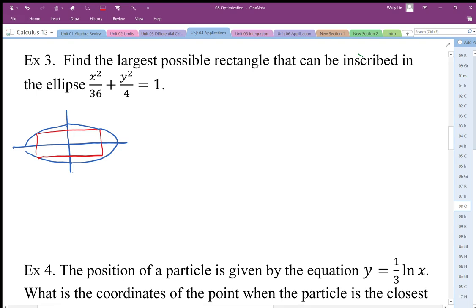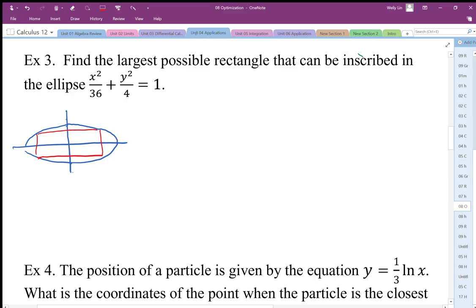We've been given an ellipse with an x-axis radius of 6, so the total distance across is going to be 12, and a y-axis radius of 2, so the distance across here is going to be 4. And we're being asked to find the largest rectangle that can be inscribed in this ellipse.